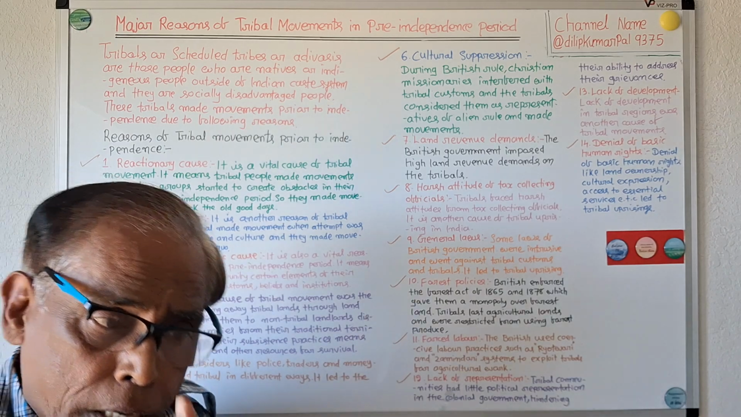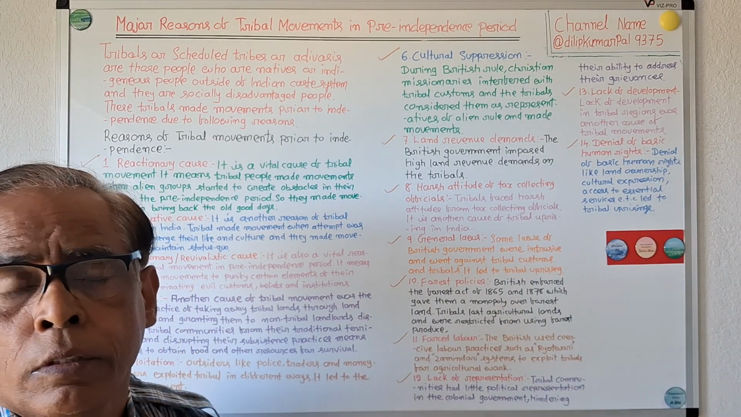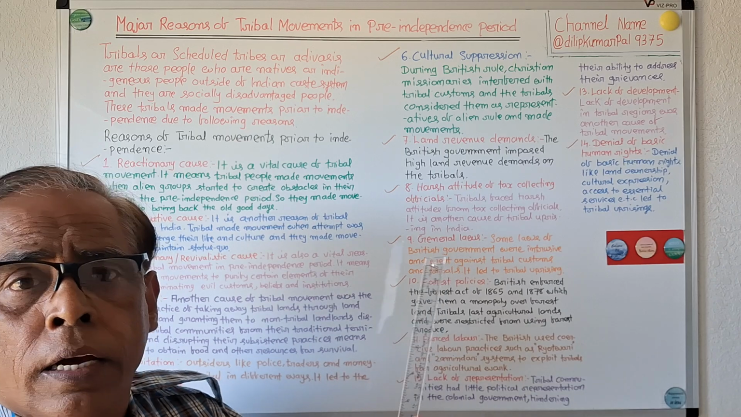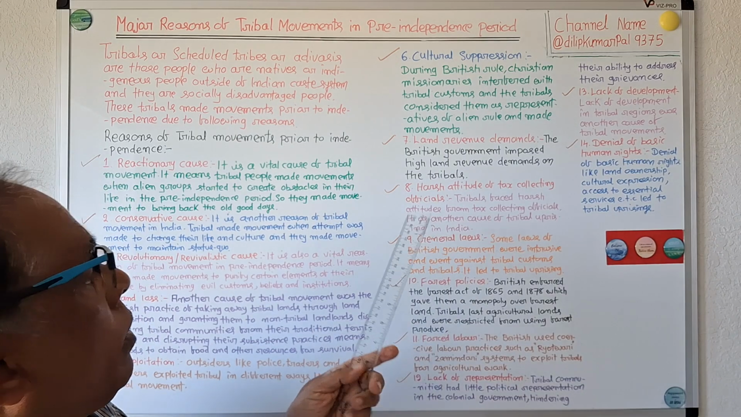High taxes were imposed on tribal land. Tribals were unable to pay high taxes, so they made movement.